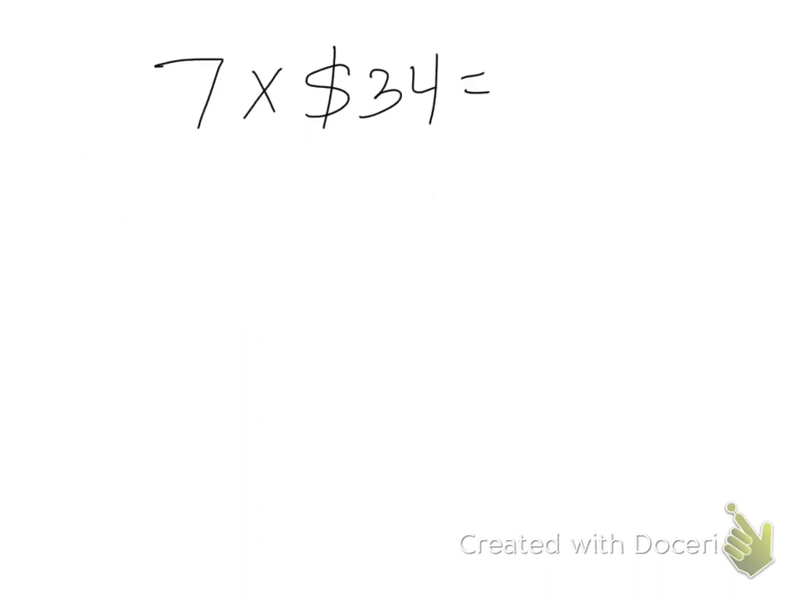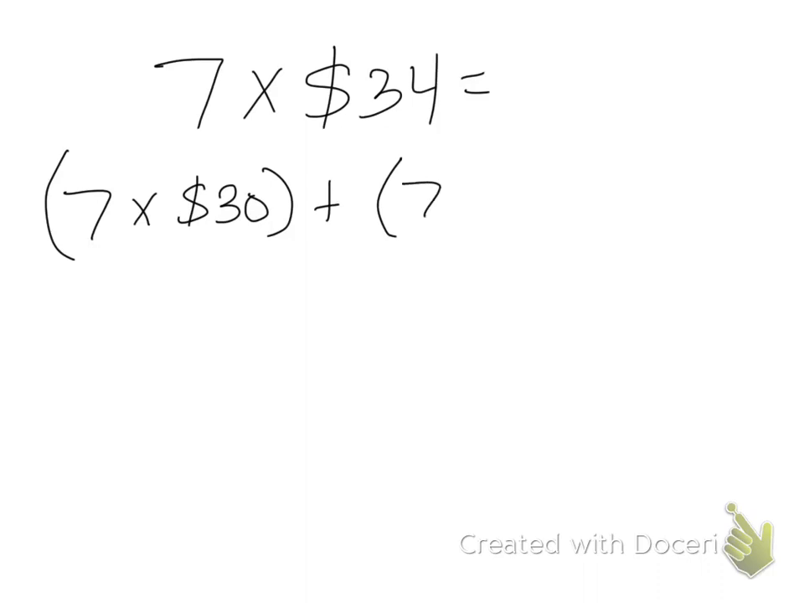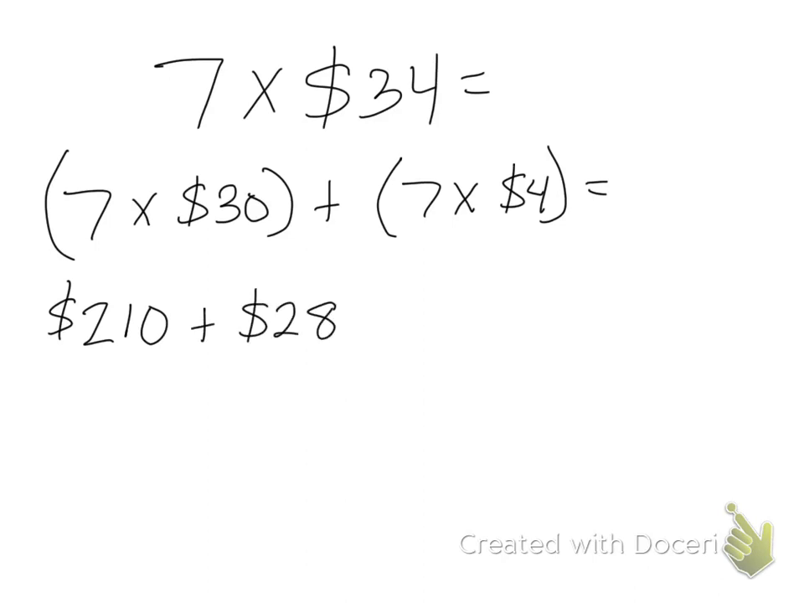All right, and we go back to money. So 7 times $34. So this is the same as 7 times $30 plus 7 times $4. So 7 times $30 is $210. And 7 times 4 is $28. 210 plus 28 equals $238.